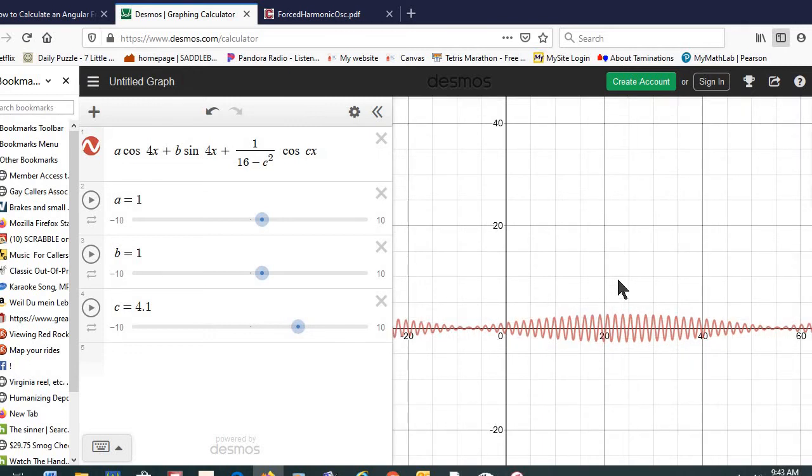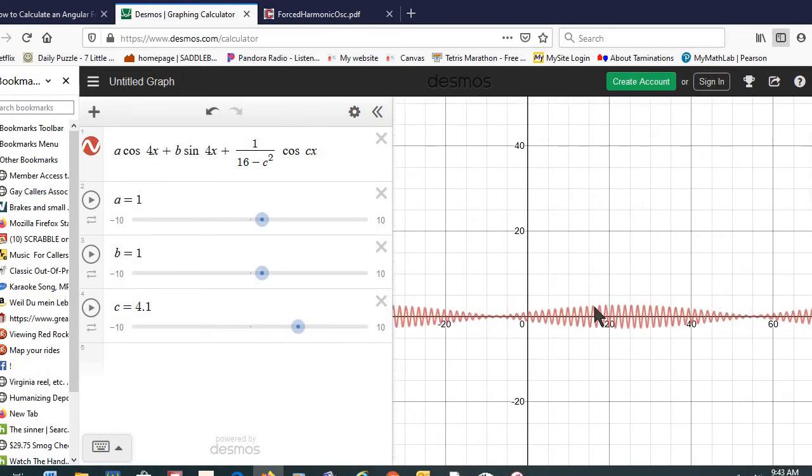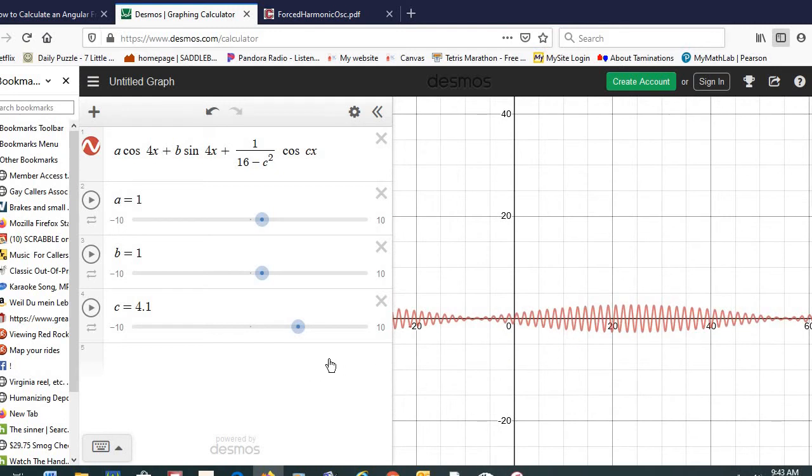I'm trying to zoom in enough that... There we go. So notice I'm at 4.1. Looks like a very interesting pattern here. It's like I've got these rapid oscillations going on, but they themselves are sort of drawing out a sinusoidal function. Right? So that's kind of interesting.